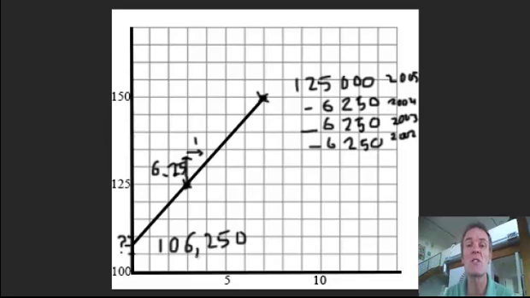So I did it approximately by using the graph. I could see what it roughly was by just extending the graph back. And then I just did this. I knew what the slope is, 6.25 or 6,250 every year, and I just kept taking that off until I hit the y-intercept. So that's me doing it without any algebra.